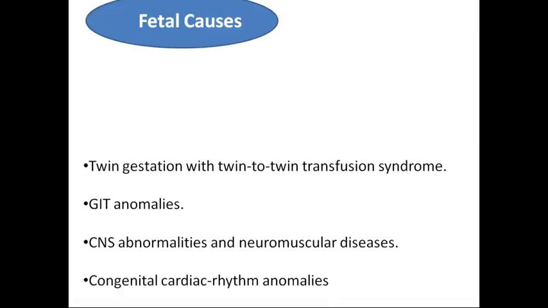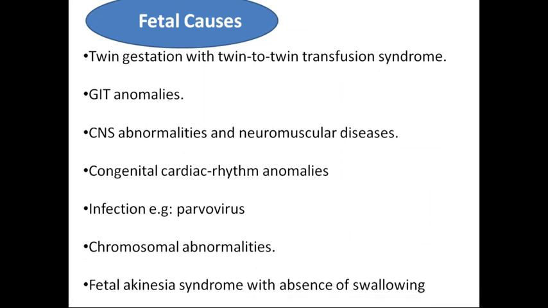The fetal causes can vary. It can be twin-to-twin transfusion, or GIT anomalies. GIT anomalies, esophageal atresia, yes. What else? Duodenal atresia. Can imperforate anus cause polyhydramnios? No. Why?